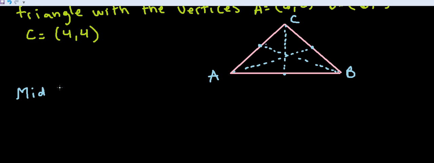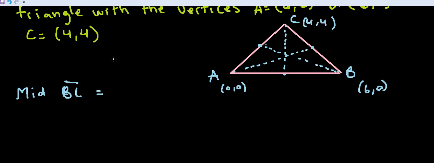I'll abbreviate midpoint as mid for the line segment BC. So that is equal to, well, let me write out the points here again. This is 0, 0, this was 6, 0, and this is 4, 4. Our midpoint formula again is x1 plus x2 over 2 and y1 plus y2 over 2.